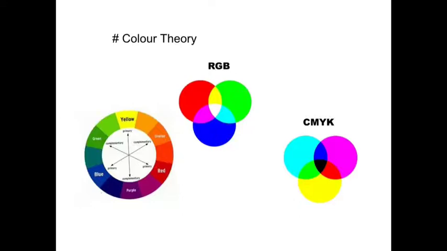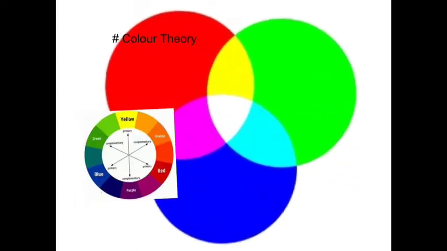So if you wanted to, so this area here, which is yellow, I'll just make it a bit bigger so you can see. This area here that's yellow isn't actually yellow. What's happening here is that the red pixels and the green pixels are both turned on while the blue is turned off.